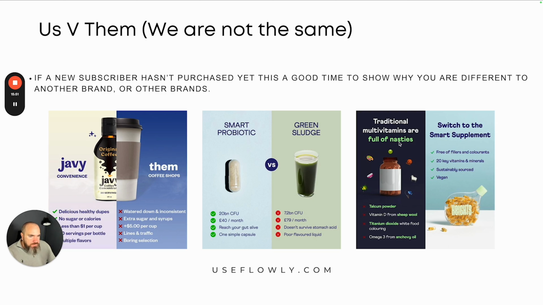Same for Heights. Traditional multivitamins are full of nasties. Talcum powder, sheep wool, titanium dioxide. Really hitting hard as to why most of your multivitamins are just horrible. Then Heights are free of fillers, 20 key vitamins, so numbers, sustainably sourced, vegan. It throws it in there like, hey, this is why we're awesome, and here's a picture of our really cool product with a funny looking, I don't know, weird eye drop sort of image.